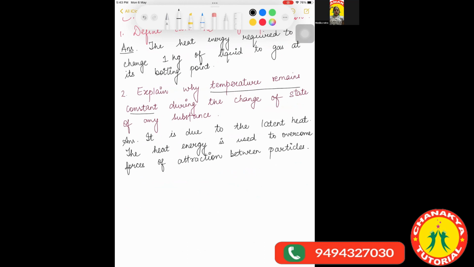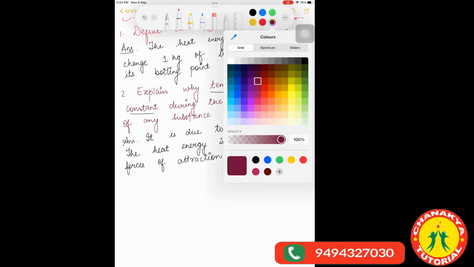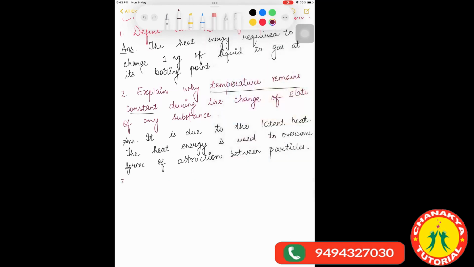Any doubts, anyone in this question? Because it's extremely important. No, ma'am. Okay. Mohammed Rayan, are you there in the class? Yes. Okay, so my next question, an easy one for you. Define sublimation with two examples.